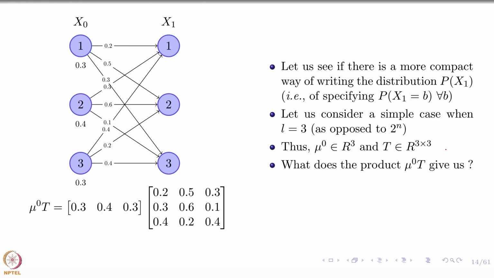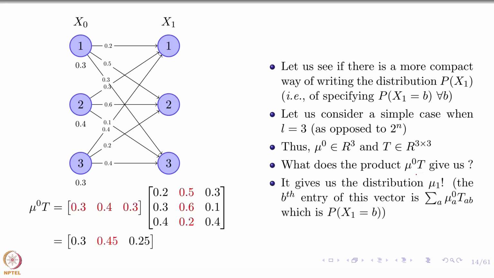Now what does this product actually give us? This is a vector and a matrix, if I take its product, what will I get? Everyone? Are you sure you'll get mu1? Okay, good. First of all, we are sure that this is a vector times a matrix, so the result would be a vector.